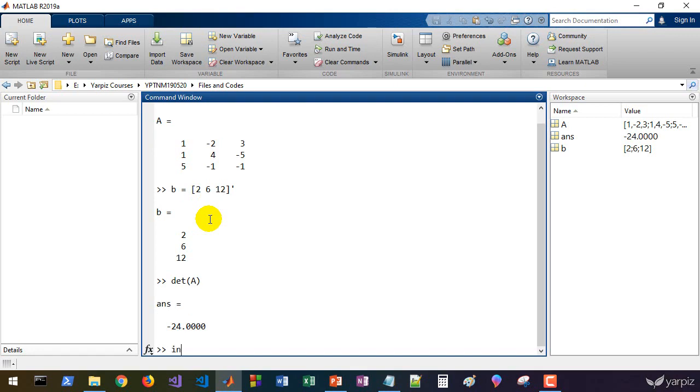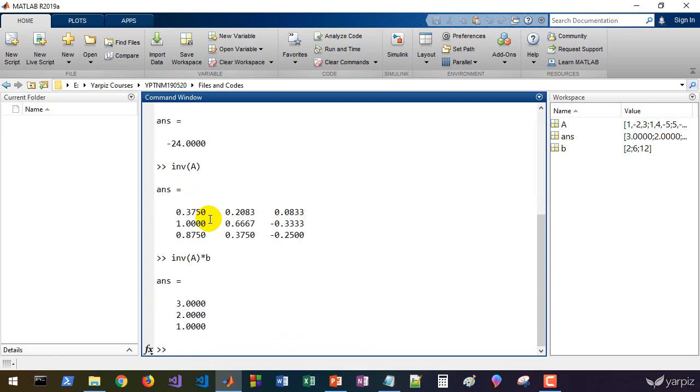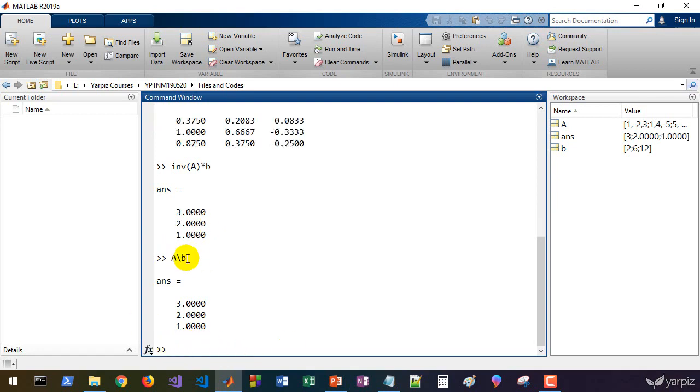It's not a singular matrix, and the inverse of A is given by this, and you can multiply it by b to get the solution 3, 2, and 1, which indicates that x equals 3, y equals 2, and z equals 1. And you know that you can calculate it using this notation too, and it says that b is divided by A, but A is multiplied from left hand side, and it is an interpretation of this equation and they are the same.